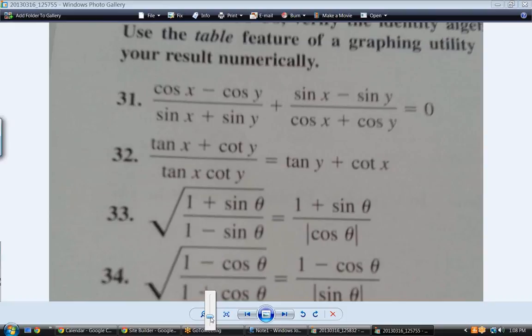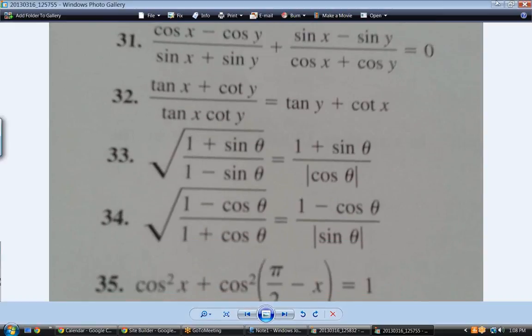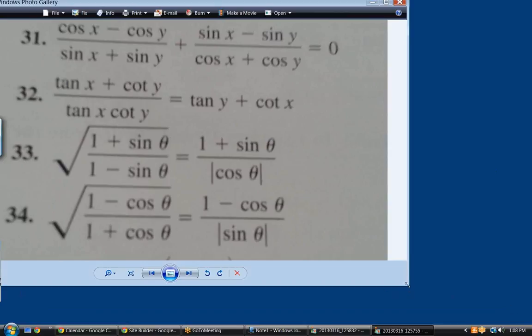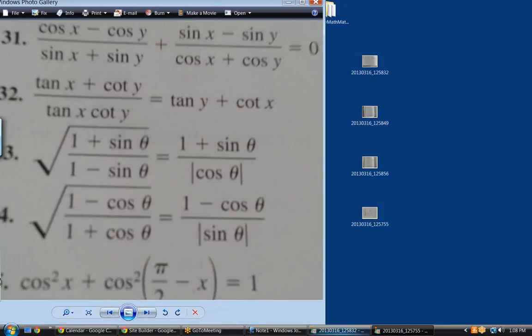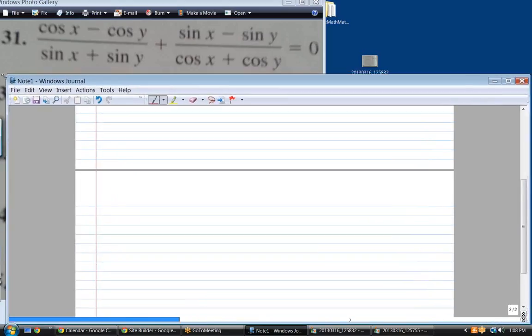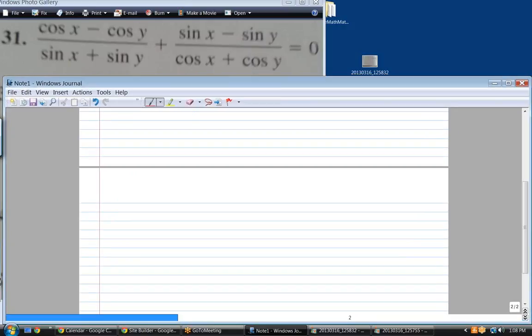Let me reduce it a little bit and get my screen set up. Let me do it this way. All right, so this is proving trig identities, basically. Yes. Let me have a look at this for a moment.